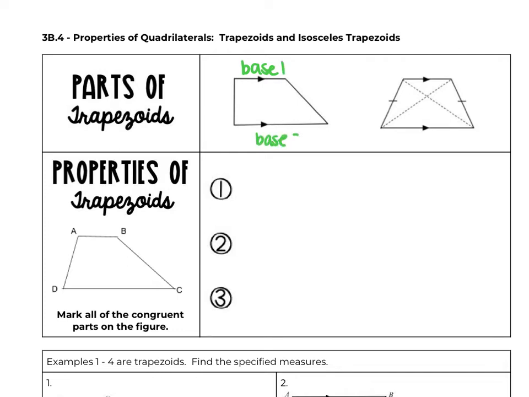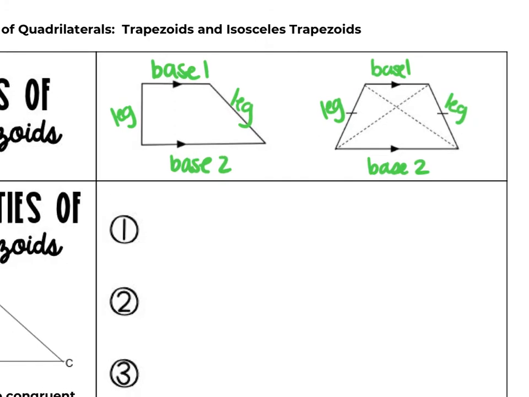So they basically just have two bases. Base 1, base 2, base 1, base 2. Okay, and then we have the legs on the side. And then what are called the base angles. So right there.